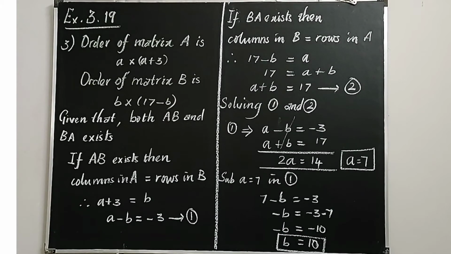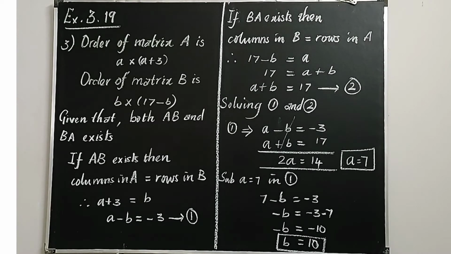Look at exercise 3.19. Some sums we have to do. Look at third sum. A has A rows and A plus 3 columns. Here the capital A represents a matrix. And how many rows does it have? A rows, and how many columns? A plus 3 columns. And B has B rows and 17 minus B columns. That is, matrix B has B rows and 17 minus B columns. If both products AB and BA exist, then find what is A and what is B.